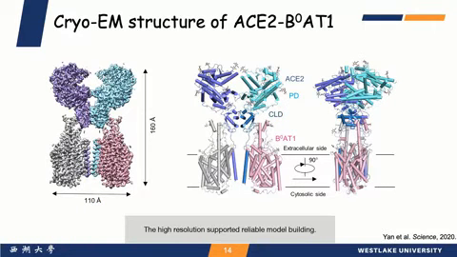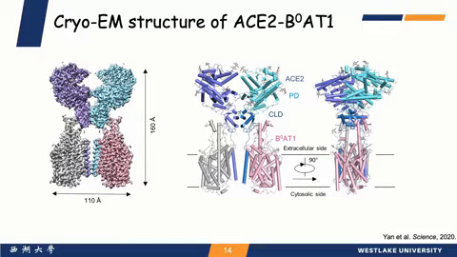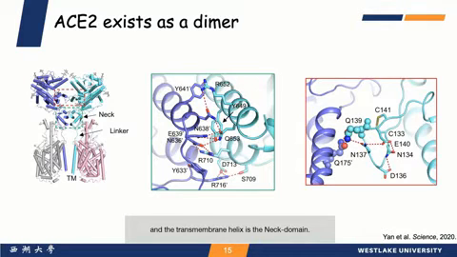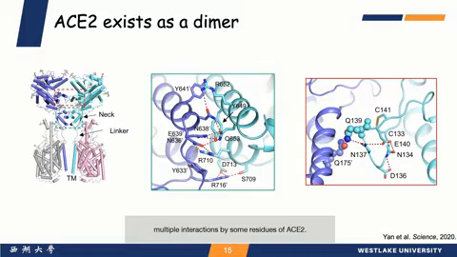The high resolution supported reliable model building. You can see this structure is very beautiful. The ACE2 and the beta-1 complex is assembled as a dimer of heterodimers, with the Collectrin-like domain of ACE2 mediating homodimerization. We can see the homodimerization is entirely mediated by ACE2, which is sandwiched by beta-1. Between the peptidase domain and the transmembrane helix is a neck domain. Both the peptidase domain and the neck domain contribute to dimerization with multiple interactions by some residues of ACE2.